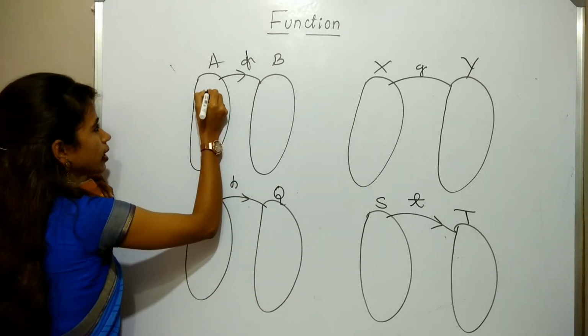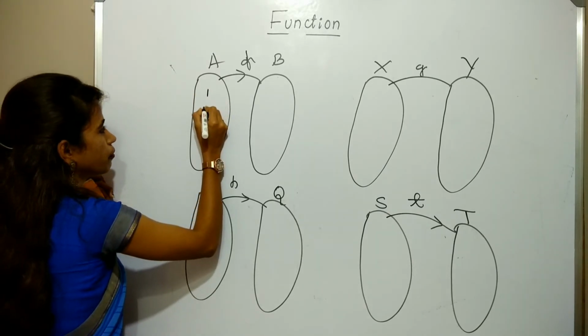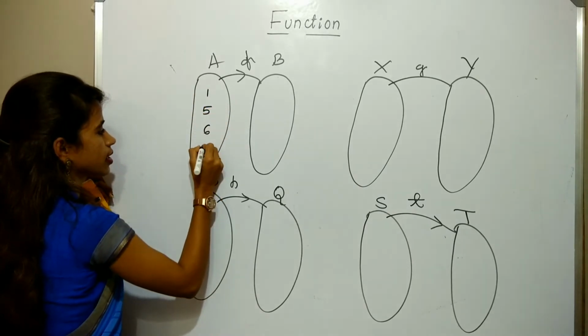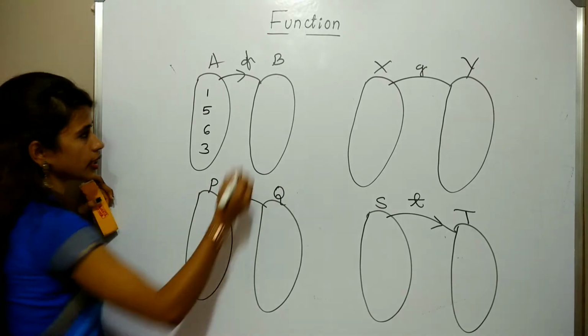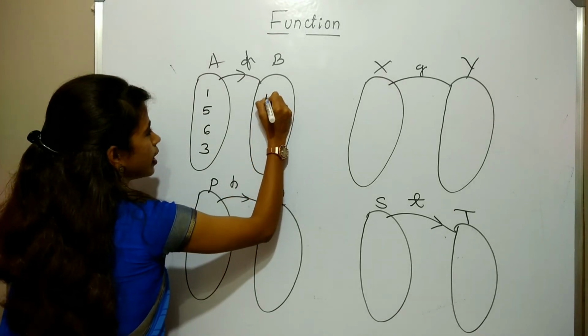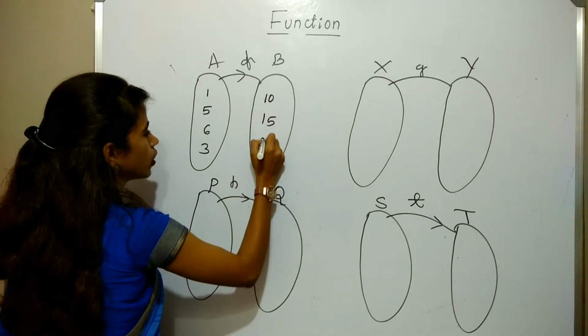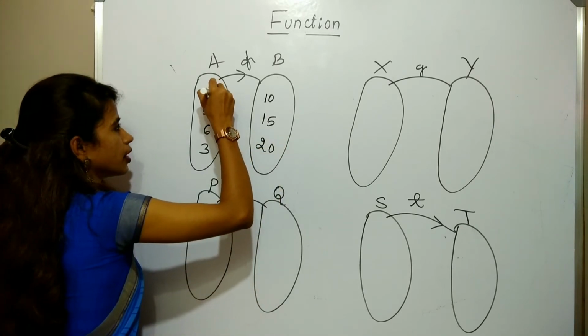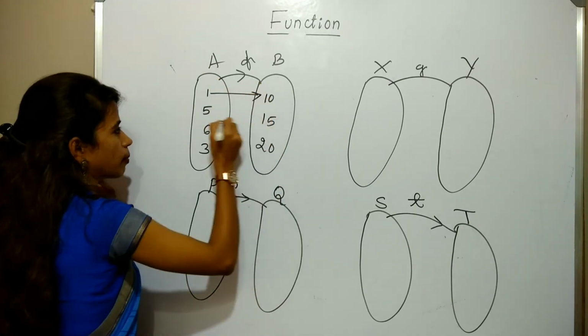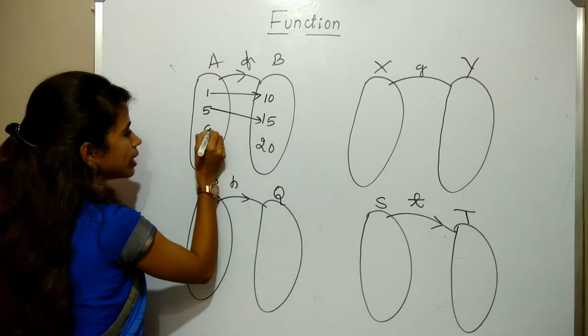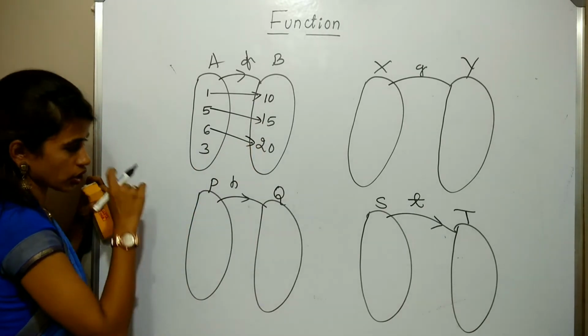So here I am taking 1, 5, 6, 3. Randomly I am taking here, say, 10, 15, 20. So if the mapping is like this, 1 maps to 10, 5 maps to 15, and 6 maps to 20. So that is the function F.